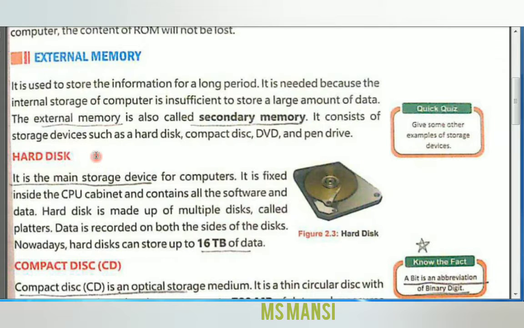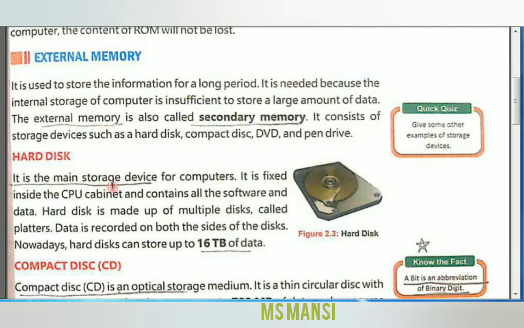So what are the examples of secondary memory? Like hard disk, compact disk, DVD, pen drive. These are external memory in which we store our data, and these are storage devices. First is the hard disk. See, this is the hard disk and it is in the CPU.